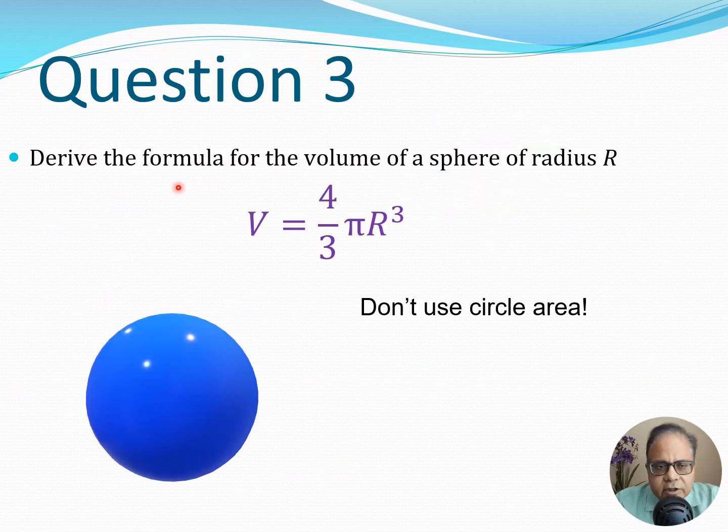So question number 3 says: derive the formula for the volume of the sphere of radius r, but don't use the fact that the circle is given by pi y square. So again you are asking now that that should not be used. Somehow the pi should come in through the general derivation using mathematics. So let's try to do this problem.